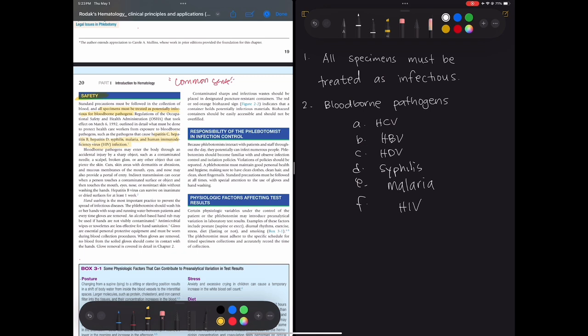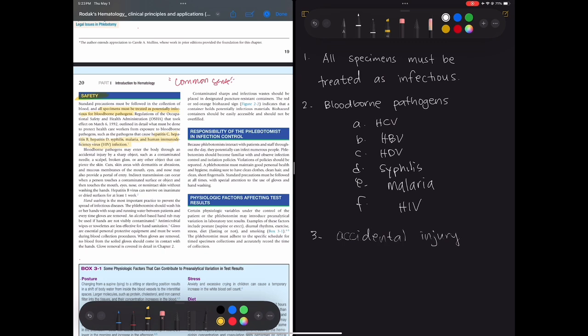Now, how do bloodborne pathogens enter into the body? Of course, since we are dealing with blood, and in order to get blood, we need to use needles to puncture our body. Then, we might get them through accidental injury.